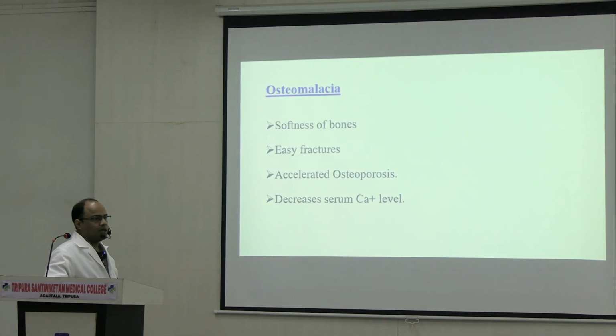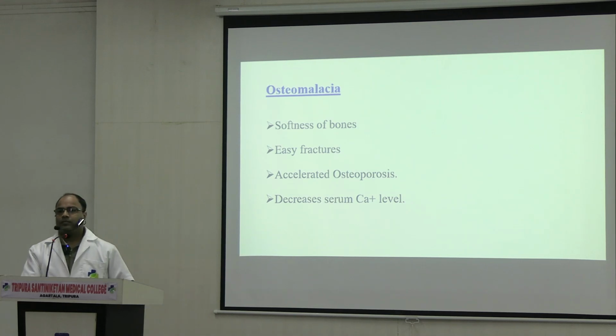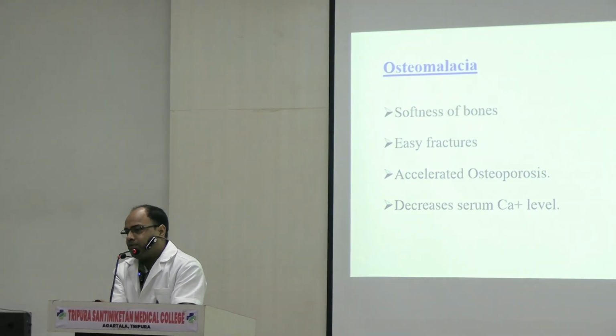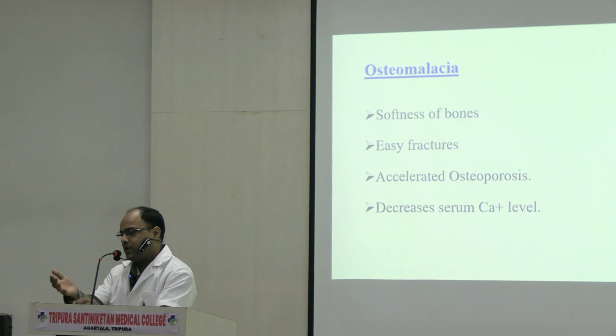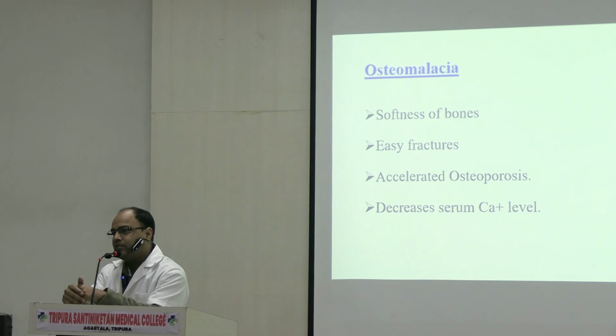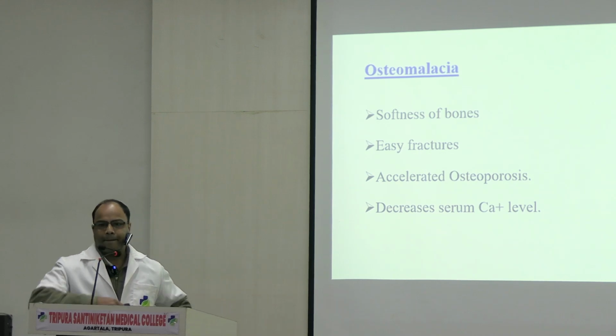In adults, it is called osteomalacia. There is softness of bone. Easy fractures. Have you seen some ladies after 50 or 60 years, when they go to the bathroom and slip, as they fall on the ground they suffer a fracture here, in the radius bone, Colles fracture? Have you heard? Very common in adults because of vitamin D deficiency. This is one cause actually. Easy fracture.